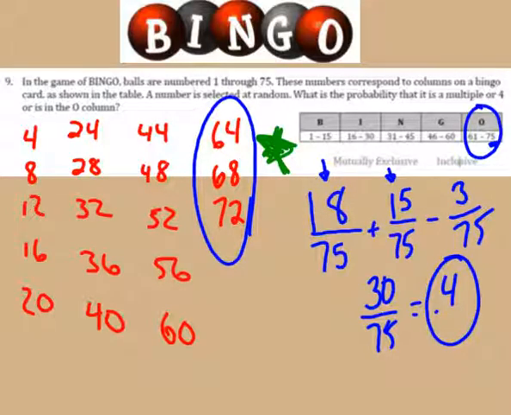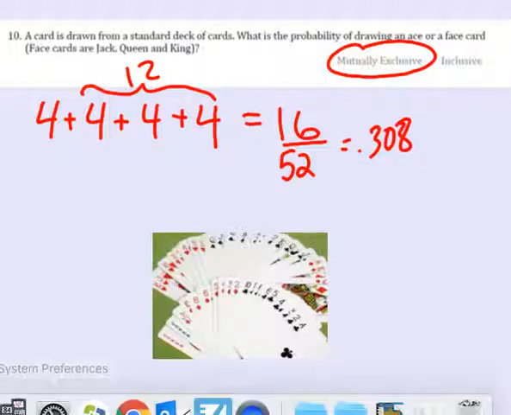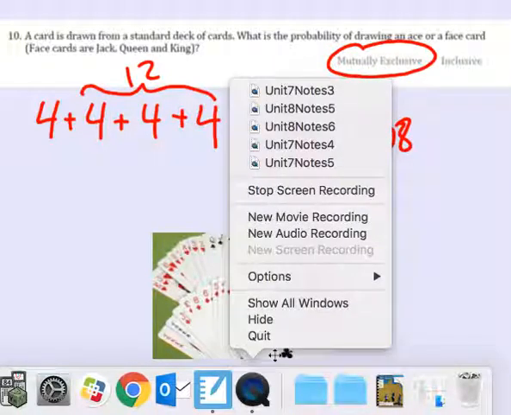I was talking about this one. We didn't circle it, but this is definitely inclusive. So, moving forward, there's not Schoology quizzes at the moment. You have to know, hey, do I got to subtract a few probabilities because I counted them too many times? All right, so that's what it means when it's mutually exclusive and inclusive. Thanks for listening. Have a wonderful rest of your day.